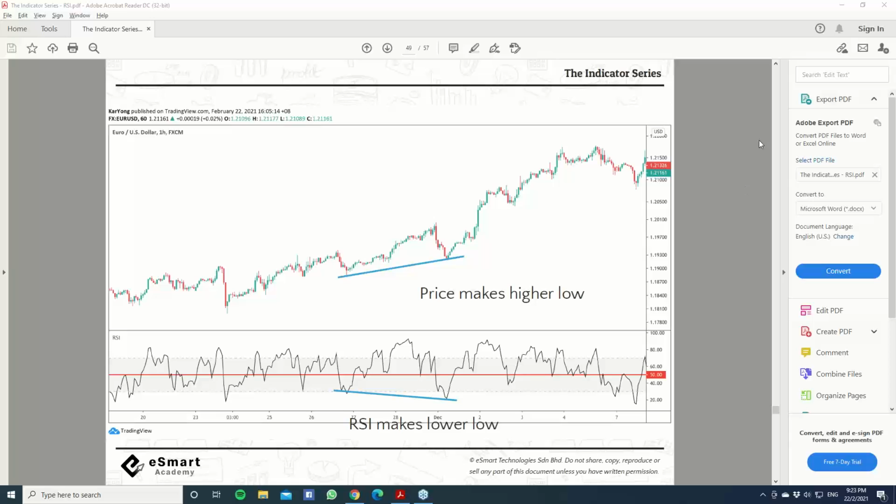Let me give you another example. Same thing: you have a higher high and a higher low, so technically this is in an uptrend.